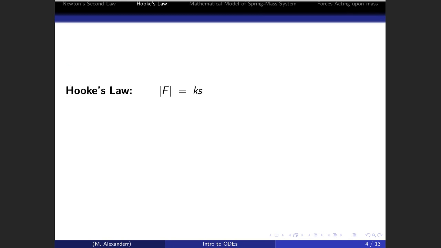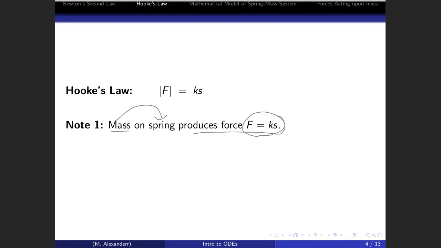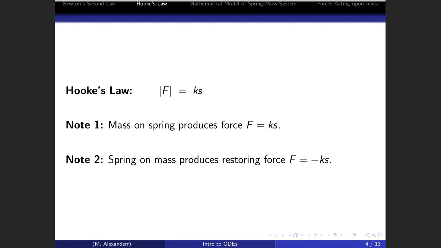All right, the other thing that I want to mention related to Hooke's law is the following. We want to be careful about who is doing the force onto whom. Okay, so the mass on the spring produces this force: F is equal to Ks. That's the force. Now the other way around is the following. The spring on the mass produces the restoring force. So this is what we call the restoring force, and F is equal to negative Ks. So there's a negative sign. So just make sure that you are careful about who is doing the force onto whom. Okay, so for the spring on the mass, you have the extra negative sign.